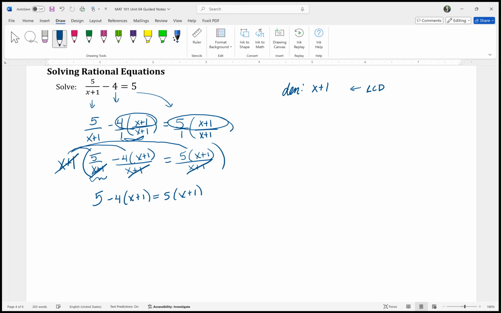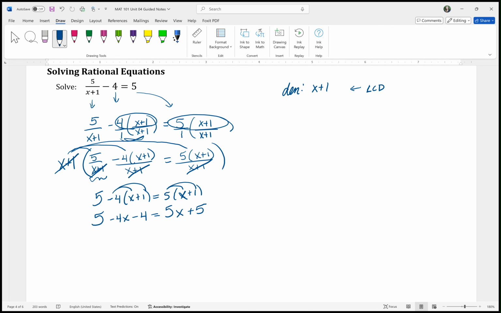And if you wanted to take that step to go ahead and distribute, that's totally fine. I just brought it down and now we're going to distribute. So we've got 5. We're going to obviously distribute the negative 4. Just be really careful here. That's going to be negative 4x, and negative 4 times 1 is negative 4, equals 5 times x is 5x, plus 5 times 1 is 5.